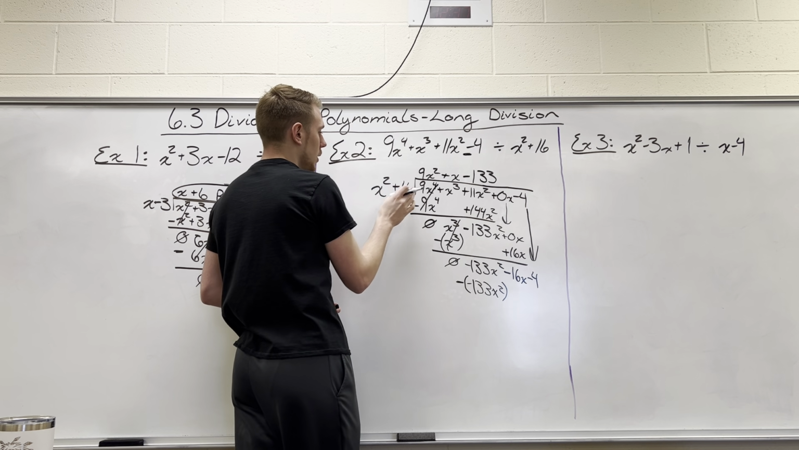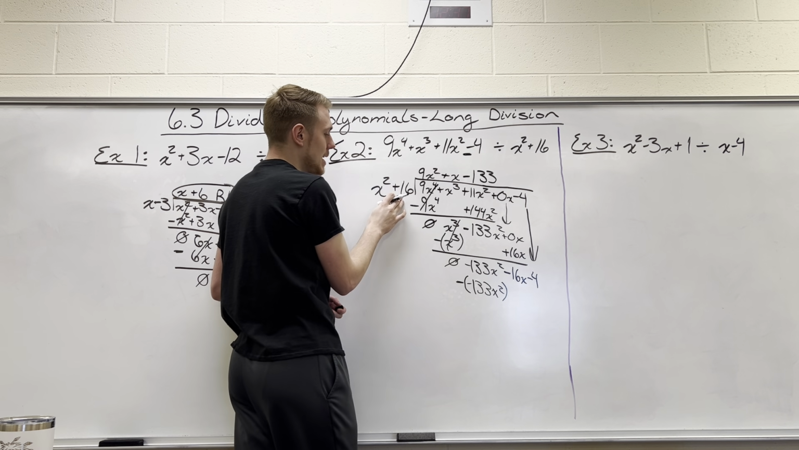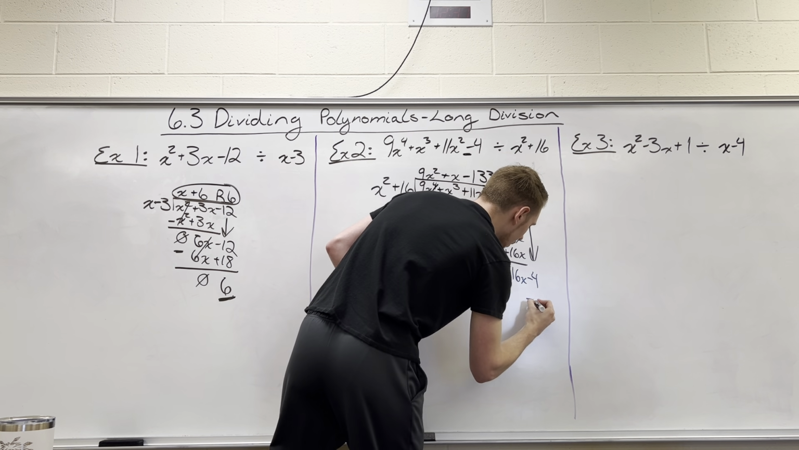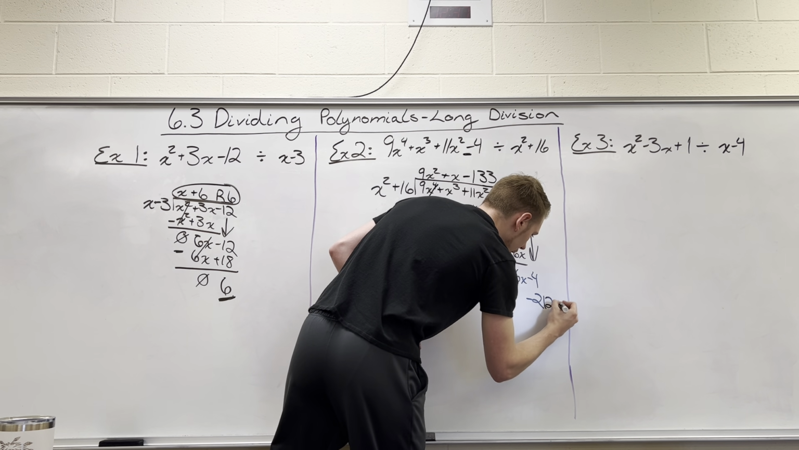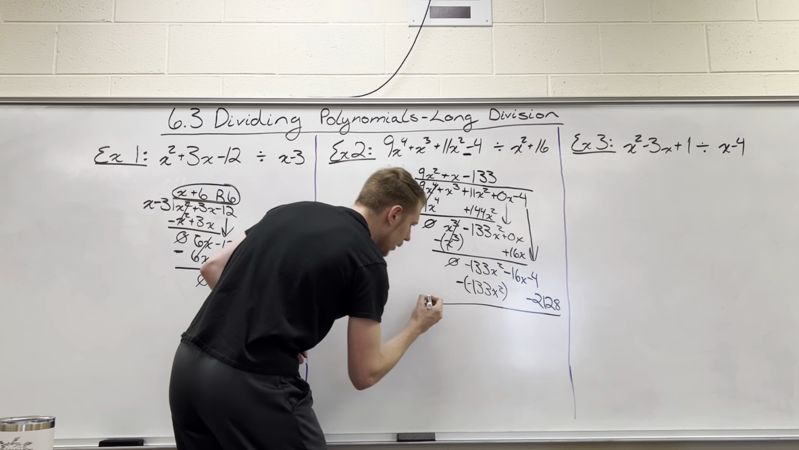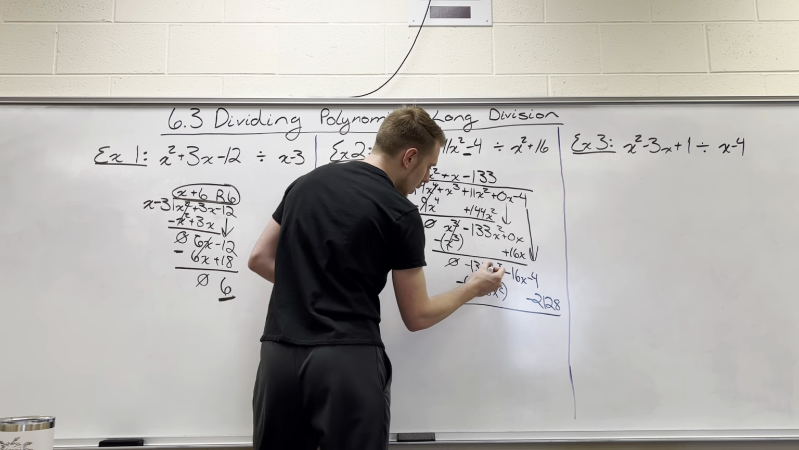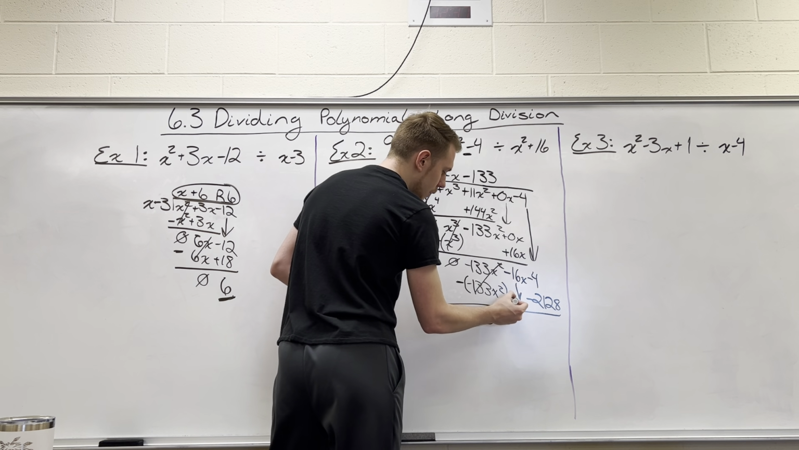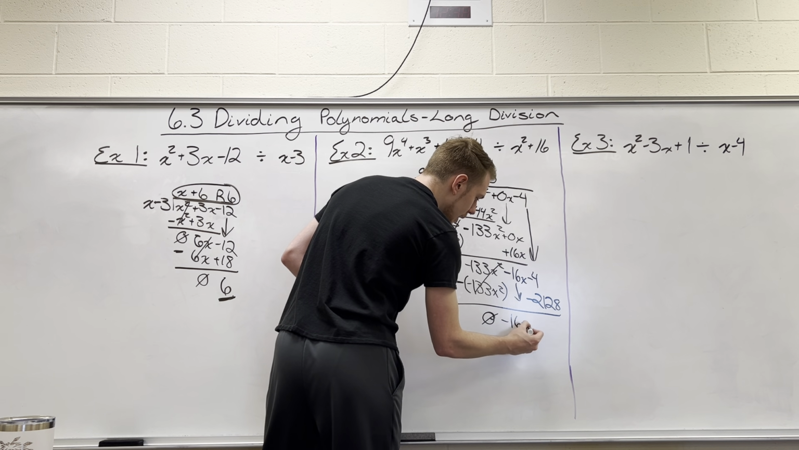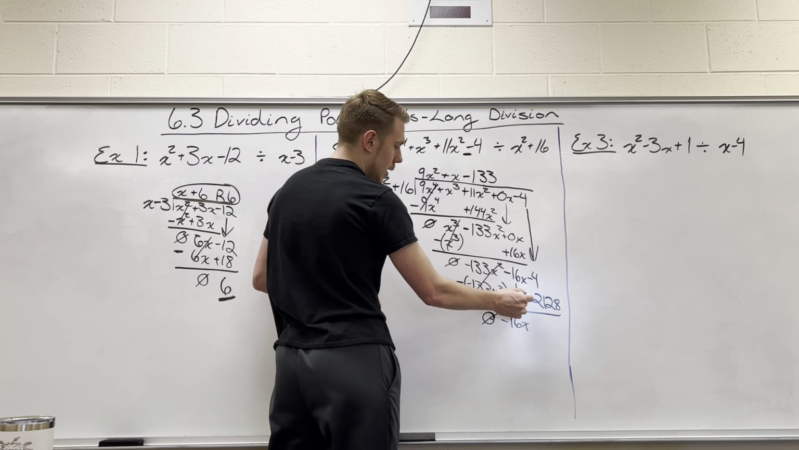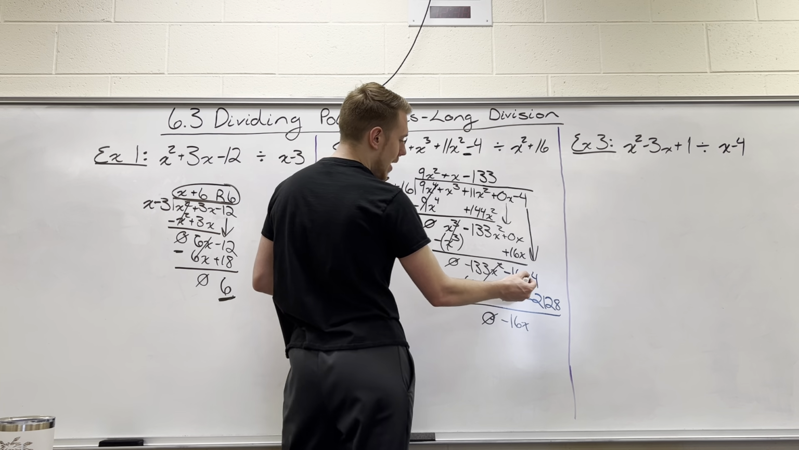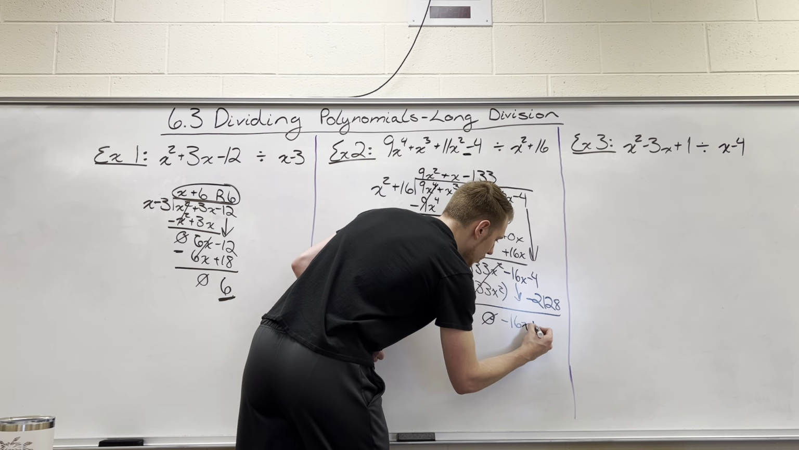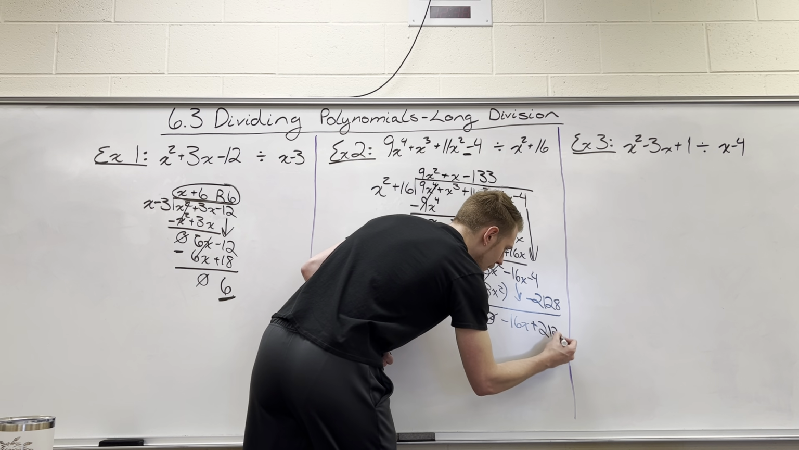Now I have negative 133 times 16, which is going to come out to negative 2,128. And now we solve. This washes out to 0. We drop here and we get negative 16x. Negative times a negative is a positive. So now I have negative 4 plus 2,128, which is going to come out to positive 2,124.